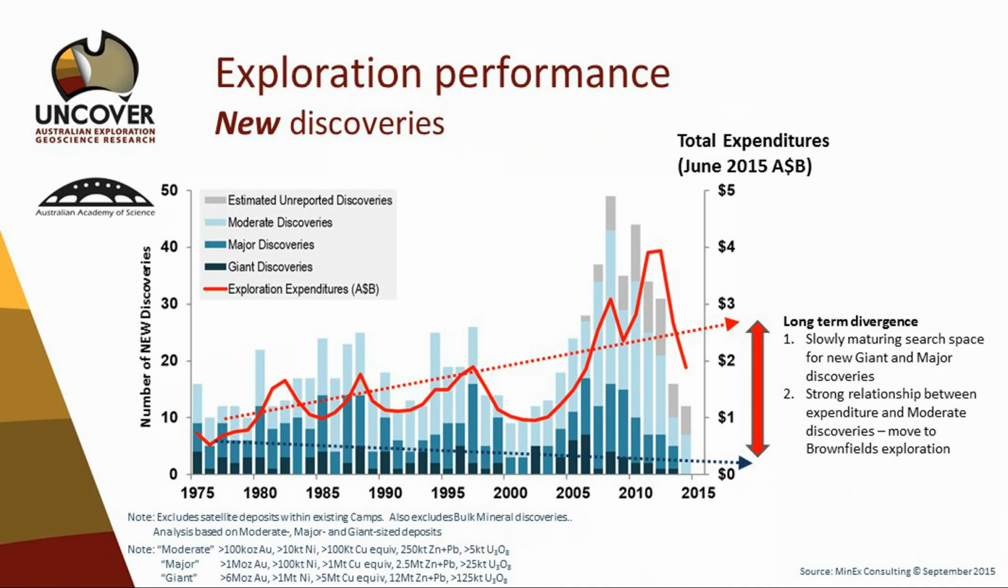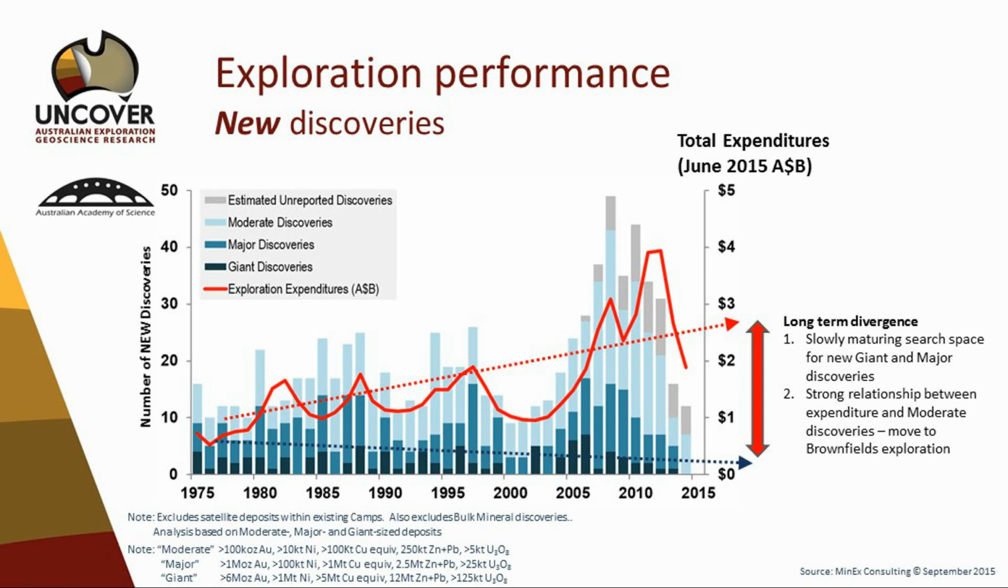The important ones to look at are the dark blue ones on the bottom. These are new discoveries, so all of these are new discoveries. They're not resources found, they're new discoveries, and that's why people need to think about this. And the number of bigger ones has been dropping, and the amount that we spend has been going up, which is easy, right? No problem.